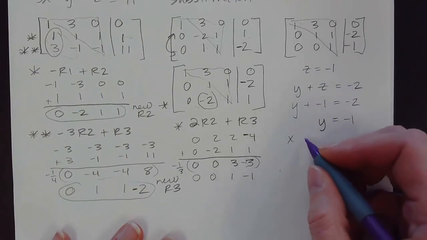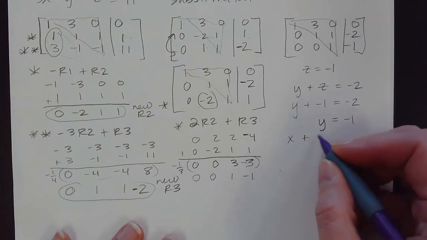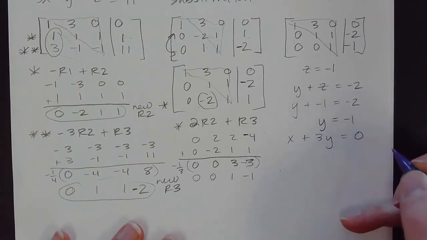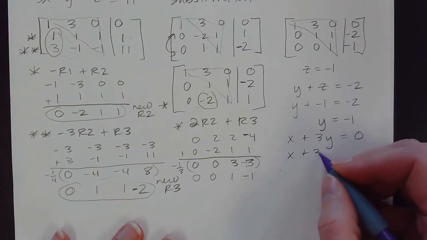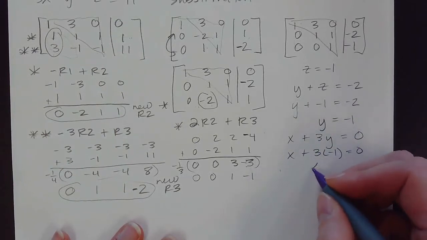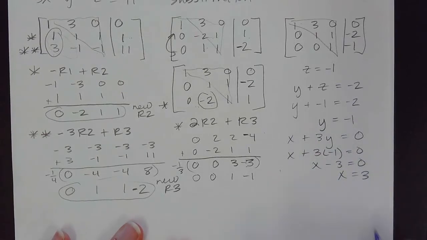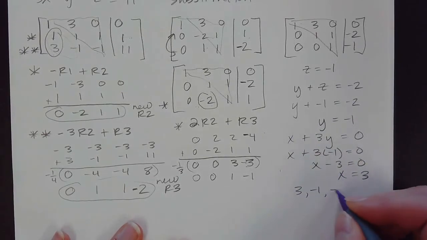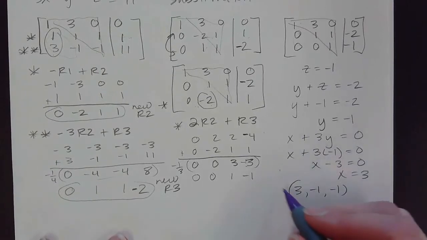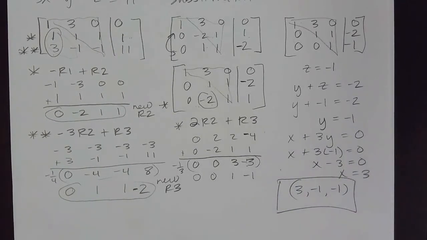And then I'm going to write down my first equation, x plus 3y equals 0. So x plus 3 times -1 equals 0. And so x equals 3. So now I have that ordered triple 3, -1, -1. So there is our solution for number 29.